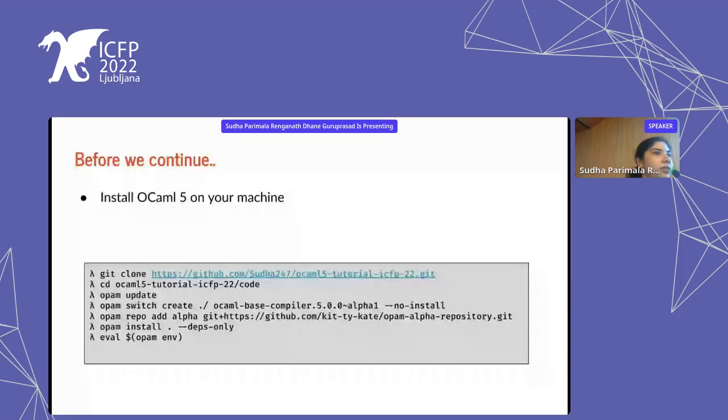Do you also need to do opam install dot utop, or can you do opam install utop? You can just do opam install utop.